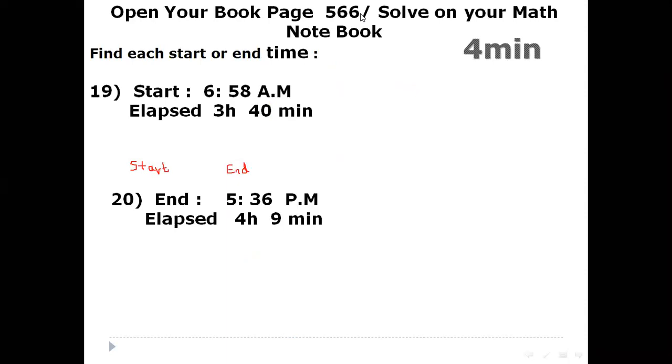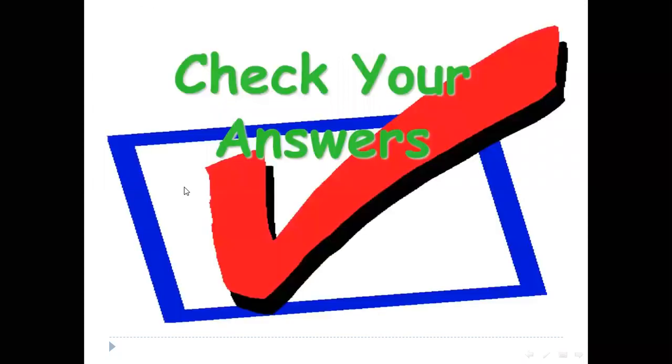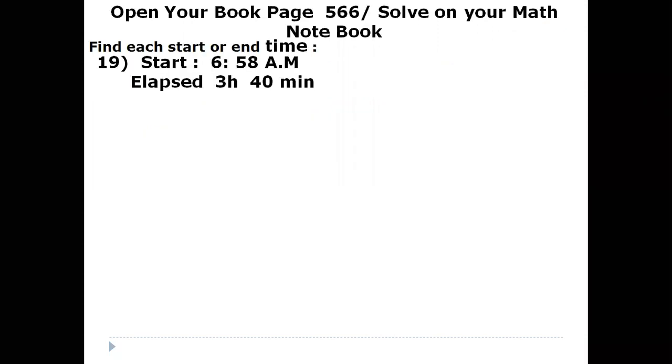Now, here are other questions to do. Here you have another 4 minutes to do questions 19 and 20. You need to find each start time or ending time. Take your time. Once you're done, you can click to see the answers. So you can pause the video now until you solve them. Once you're done, you can continue watching. Let's start solving the questions together.